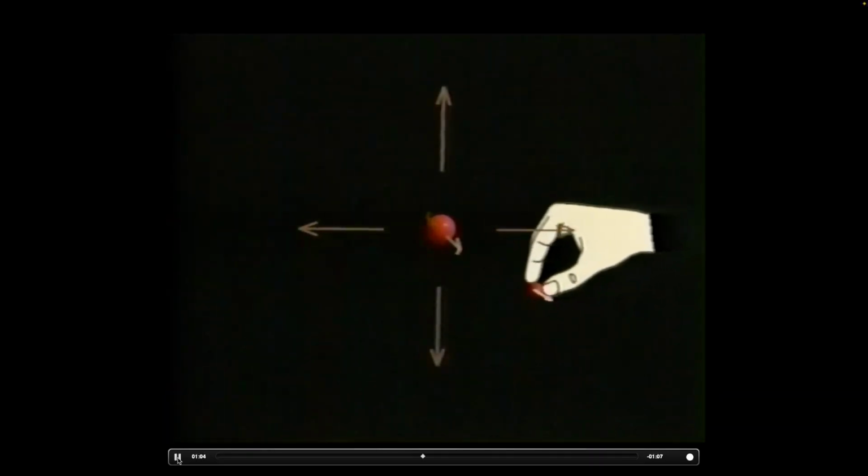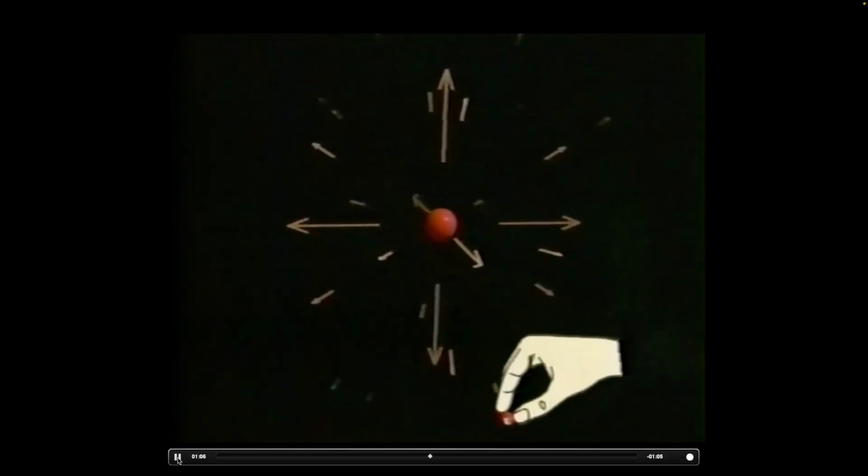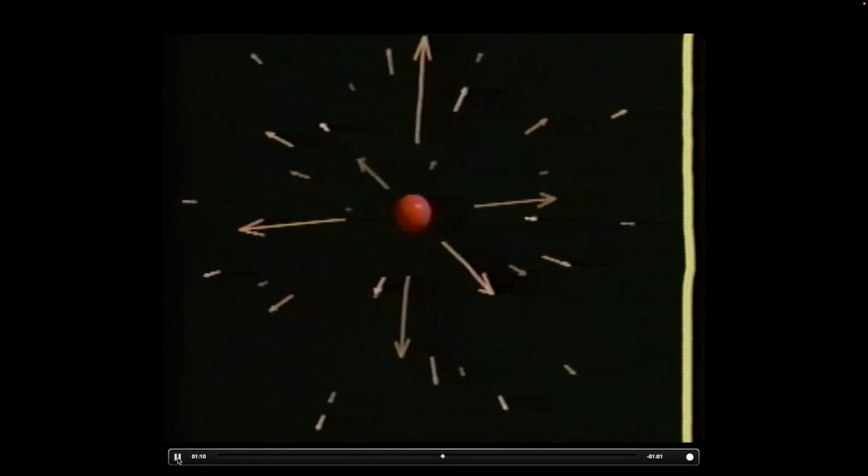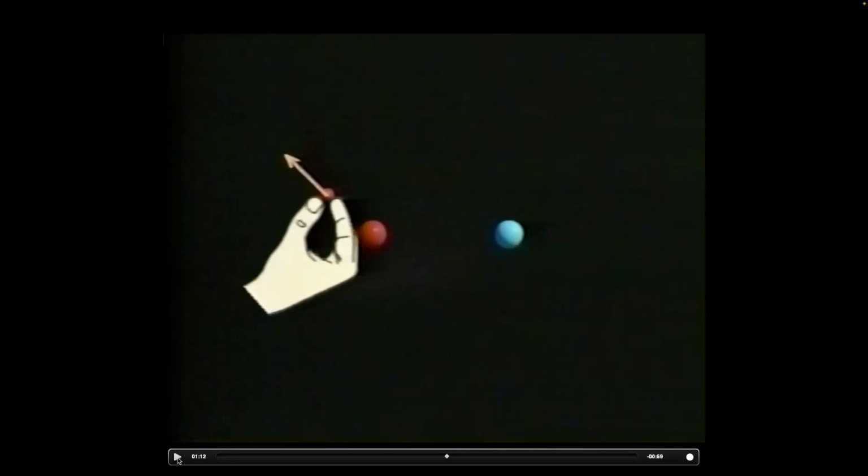But in any case, here's the point. Even if the test charge isn't there to feel it, the pattern of forces can be imagined to exist everywhere in space.